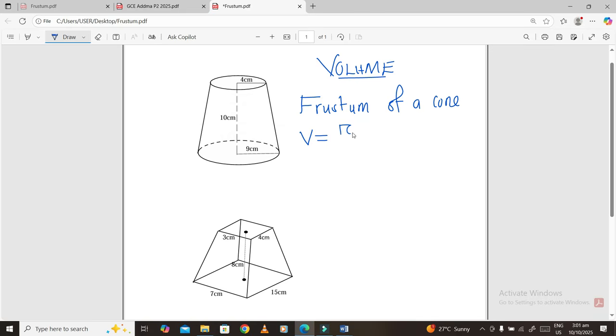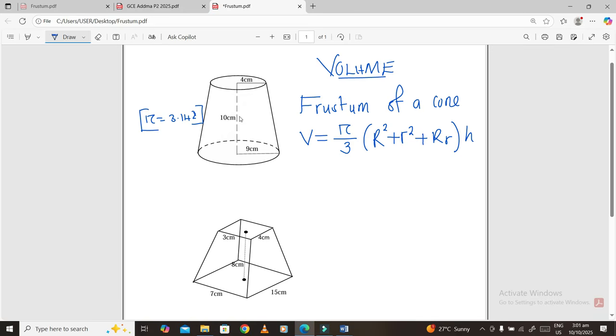Volume is equal to pi over 3 open bracket capital R squared plus small letter r squared plus capital letter R multiplied by small letter r, close, and the h here. So this is how it works. And in paper 2, they'll give you pi. They'll say take pi as 3.142. So this is the pi we mostly use.